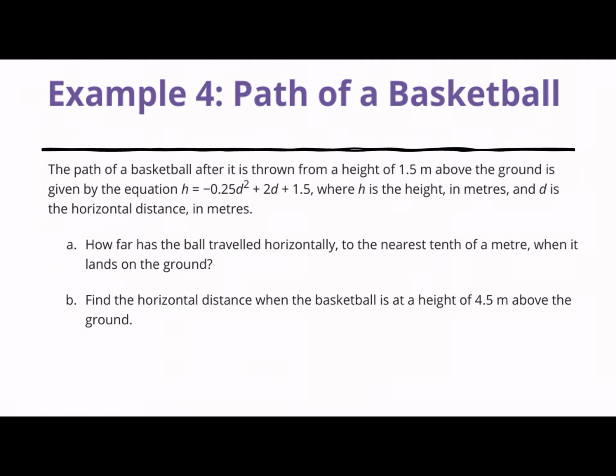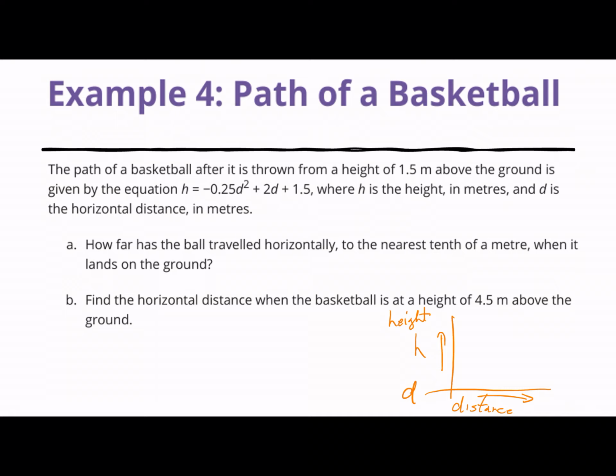Example 4, path of a basketball. The path of a basketball after it is thrown from a height of 1.5 meters above the ground is given by the equation h equals negative 1/4 d squared plus 2d plus 1.5, where h is the height in meters and d is the horizontal distance in meters. So again, if we're drawing it, our d becomes our x for distance, and our h becomes our y, and it stands for height.